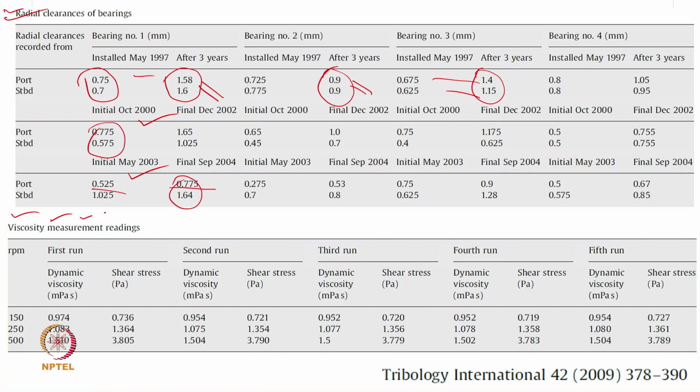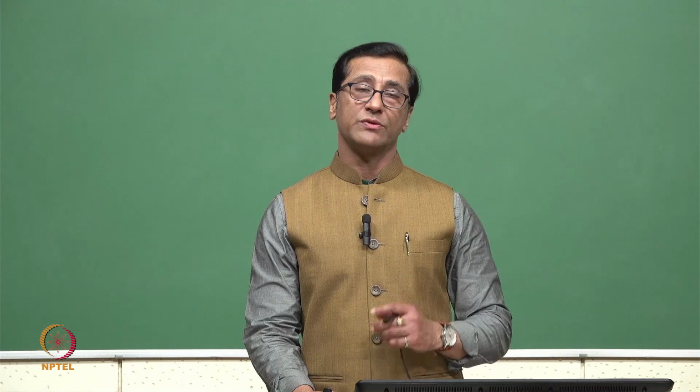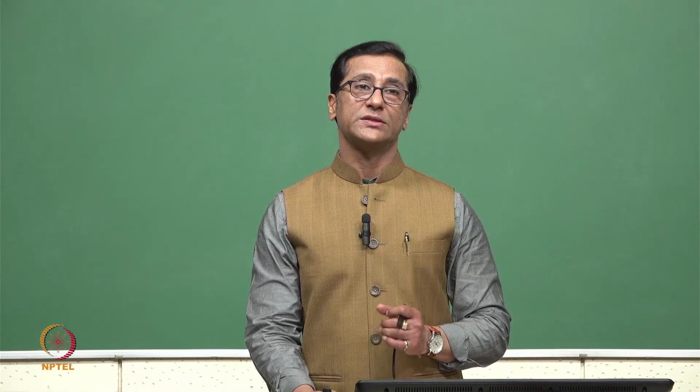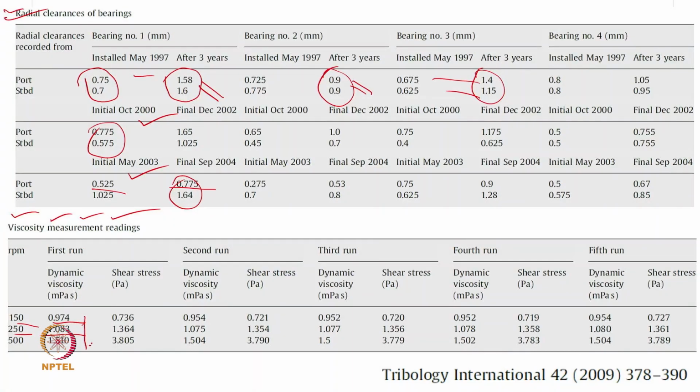Another aspect, as I mentioned, is the viscosity measurement. When we look at the viscosity at 150 rpm, you can see it is 0.97, while at 250 we are able to see a viscosity thickening effect. So this is very important. Instead of the viscosity thinning that we understand in oil cases, there is a viscosity thickening effect coming. These aspects need to be accounted for and incorporated in the analysis, so that these data driven approaches really help.